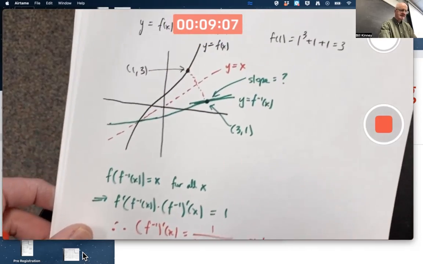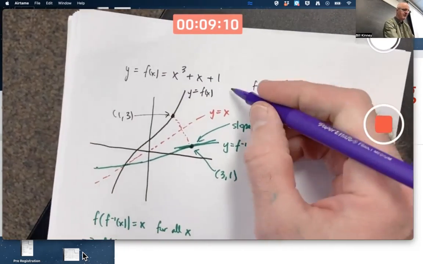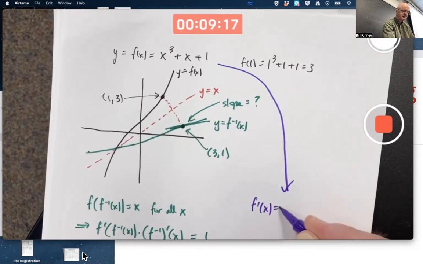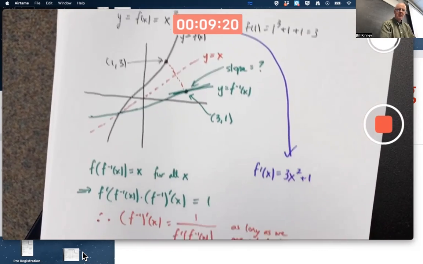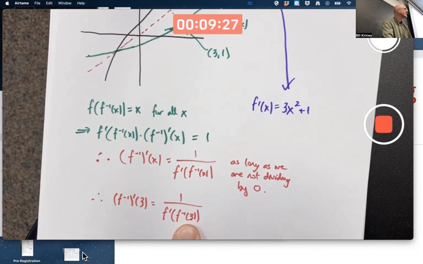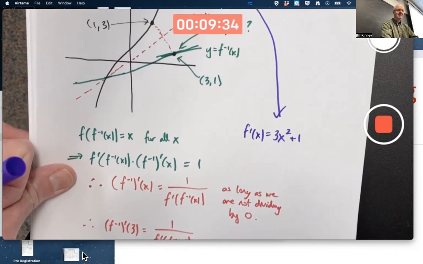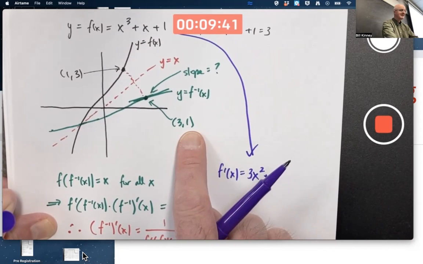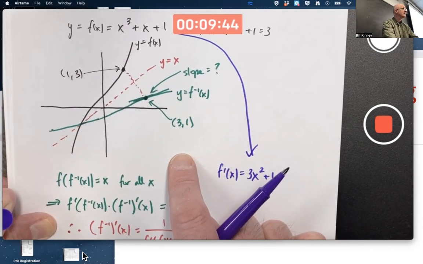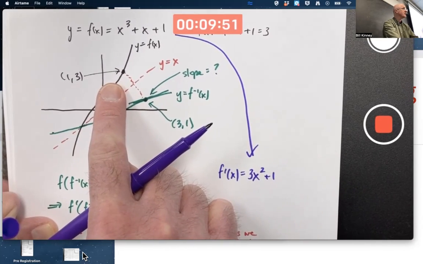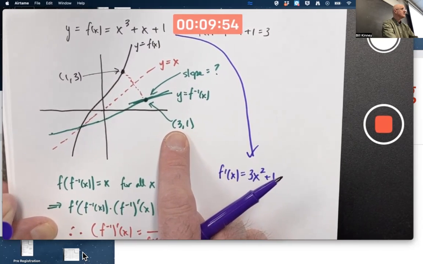Well, f prime is easy. f prime of x, I can just differentiate the original function, is 3x squared plus 1. But what's f inverse of 3? Right there. How do I find that? The answer is somewhere in the picture. What's f inverse of 3? Look at the picture. It's 1. Second coordinate of this point. This green graph is f inverse. I know the point 3, 1 is on it because 1, 3 is on the graph of the original function. So I know f inverse of 3 is 1.